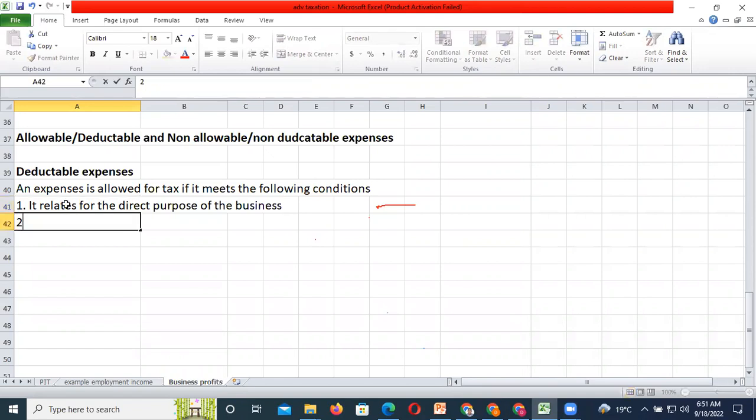Number two, it relates to the tax period. The expense is matched with the tax period. If it is 2022, the expenses were incurred in 2022. So in such a case, that expense will be allowed for tax.